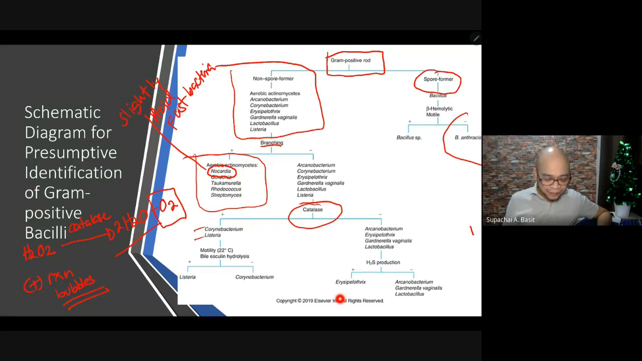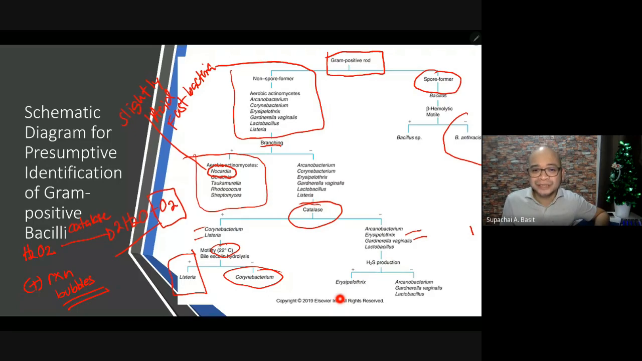To differentiate them, we determine whether they are motile at room temperature, particularly at 22 degrees centigrade. The other one is the bile esculin hydrolysis. For bile esculin hydrolysis and motility at room temperature, Listeria is positive while Corynebacterium is negative, meaning they are non-motile and they cannot hydrolyze bile esculin. Those that are catalase negative are Arcanobacterium, Erysipelothrix, Gardnerella, and Lactobacillus. We will be focusing on Erysipelothrix and Gardnerella because they are the ones that are highly pathogenic.